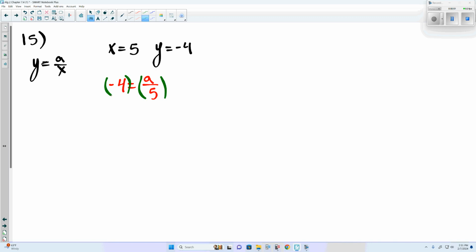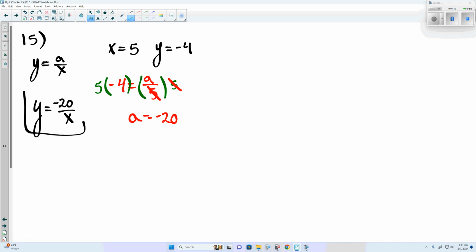Now at this point, we need to multiply both sides by 5 to get a by itself, because that's what we're solving for first. 5 and 5 will cancel, giving us a by itself, and 5 times -4 is -20. So our equation is y is equal to -20 over x. That's the first part of the problem, to find the equation.